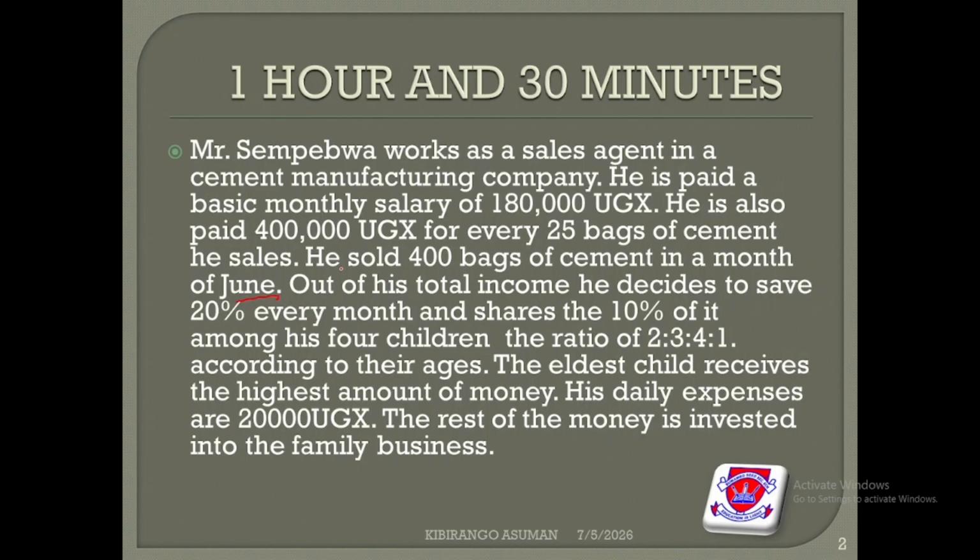Out of his total income which he made in June, he decides to save 20% every month, and shares 10% of it to the children. 20% of the total income is going to be saved. While the eldest child receives the highest amount of money, his daily expenses are 20,000 Ugandan shillings, or 20k.